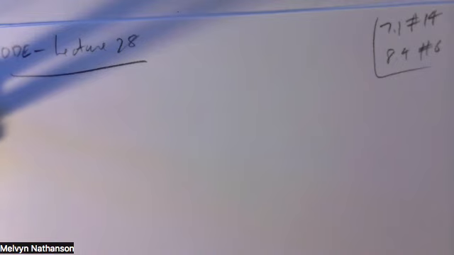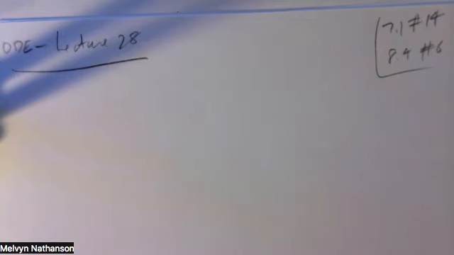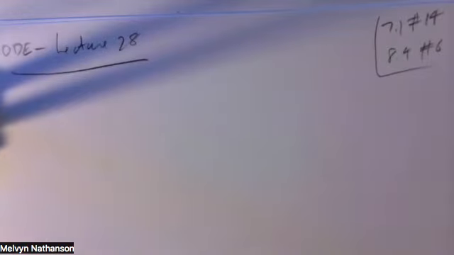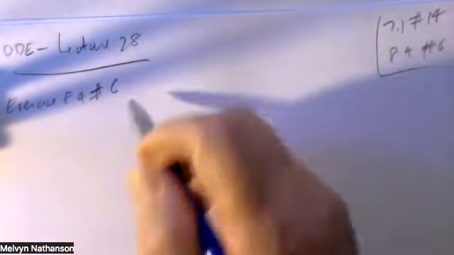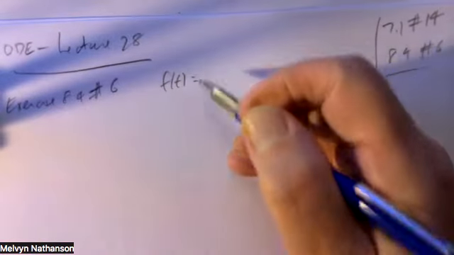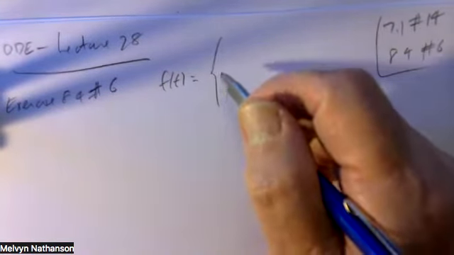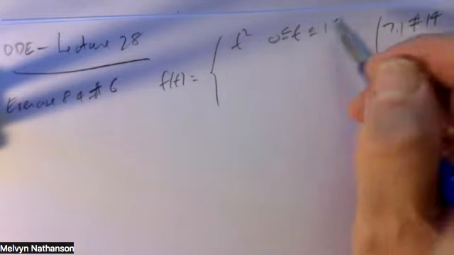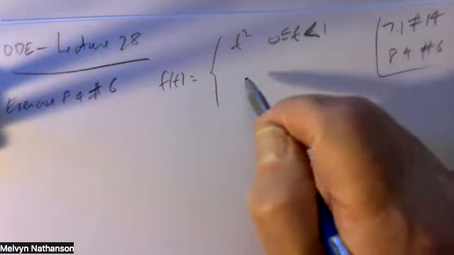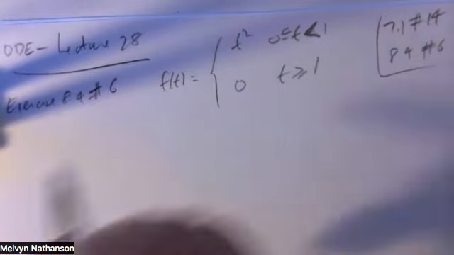Okay. All right, so 8.4, number 6. We have a function f of t, which is piecewise continuous, and it's defined to be t squared for t between 0 and 1, and 0 for t greater than or equal to 1.